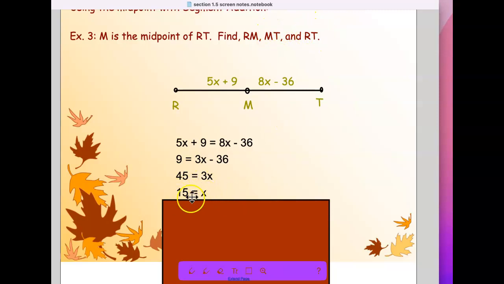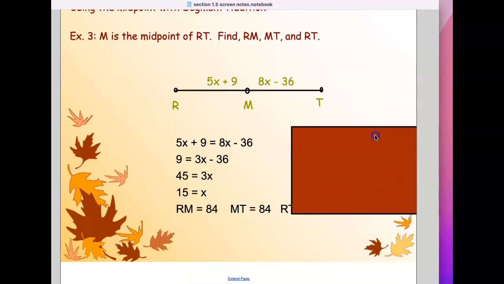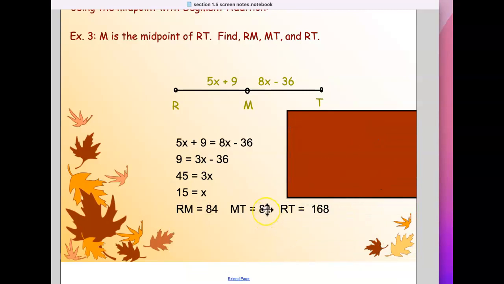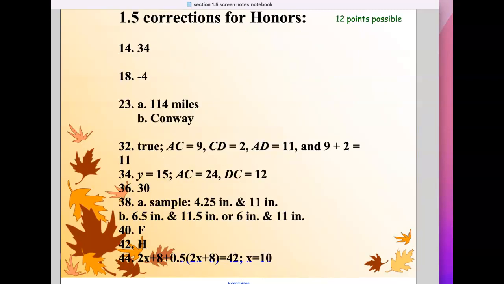So we would take our 15 and plug it back in. So for R to M, we would do 5 times 15, which is 75, plus 9 would give us 84. 8x, so 8 times 15 would be 120, minus 36, again, would be 84. And then R to T would just be the combination of those two. 84 plus 84 would be 168. That is the end of the lesson.